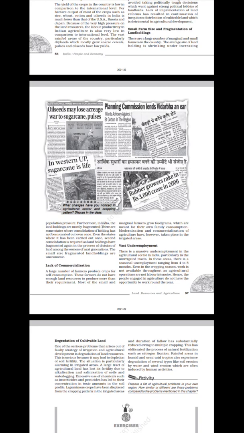Take a look at this magazine. Headlines: Oilseeds may lose acres to sugarcane, pulses. Planning Commission lends Vidarbha an ear. In Western UP, sugarcane is king. Rubber growers rake in Rs 3000 crore in 2006.